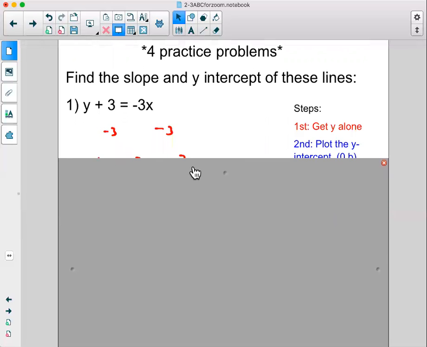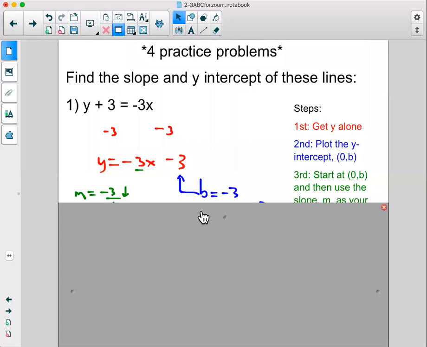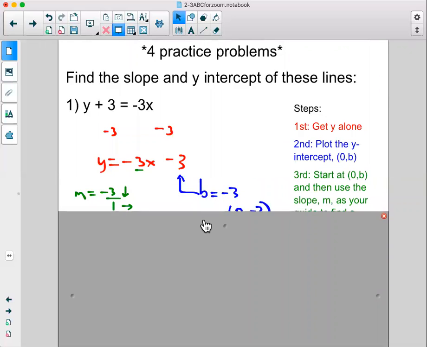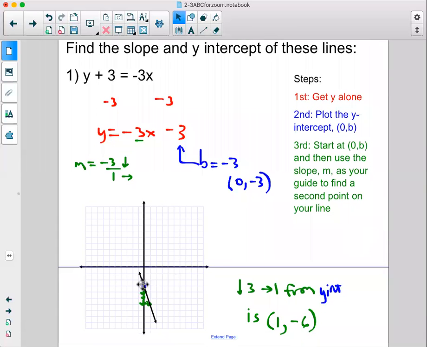Steps: we'll first get y alone by subtracting 3 from both sides. Then we will plot the y-intercept, which is (0, -3). Then we will start at that point, (0, -3), and go down 3 and to the right 1 to get our second point. From the y-intercept, down 3, to the right 1, and connect the dots, and that's our sketch.